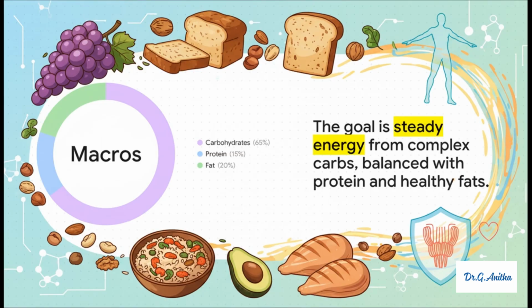Take a look at that, a really high percentage of carbohydrates. What this tells us is that managing diabetes isn't about cutting out carbs completely. Not at all. It's about controlling the type and the amount. You want a steady, reliable supply of energy from good, complex carbs, balanced out with the right amount of protein and healthy fats.